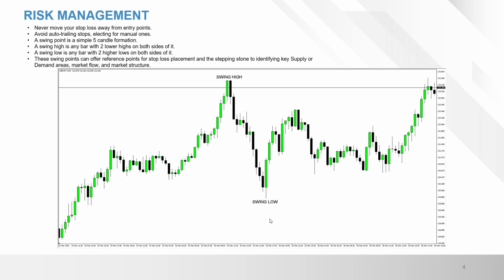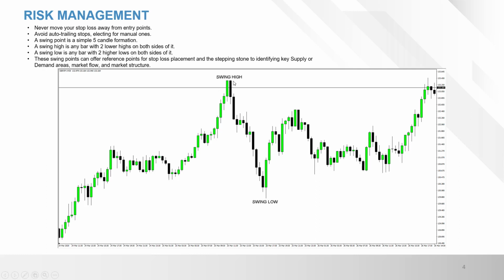A swing point is a simple 5 candle formation. A swing high is any bar with 2 lower highs on both sides of it. A swing low is any bar with 2 higher lows on both sides of it. These swing points can offer reference points for stop loss placement and the stepping stone to identify key supply or demand areas, market overflow, and market structure.